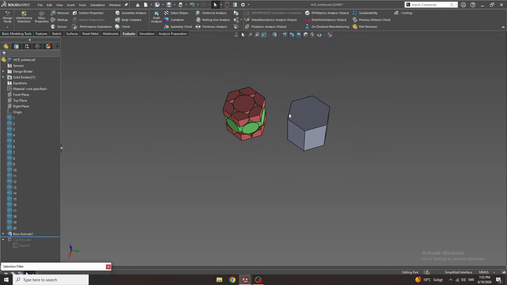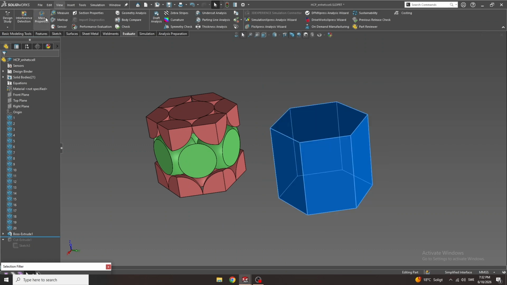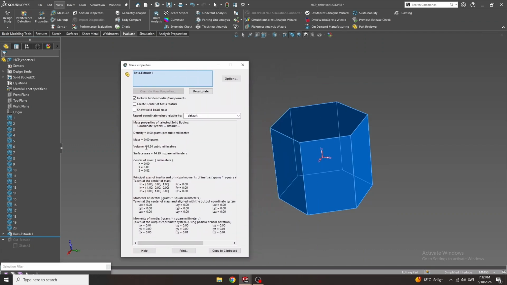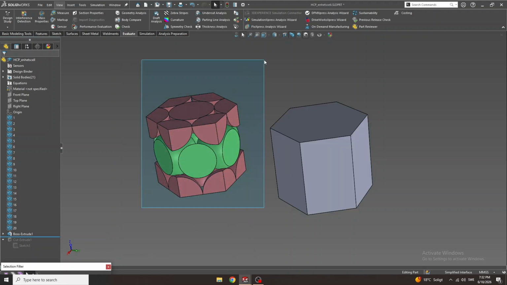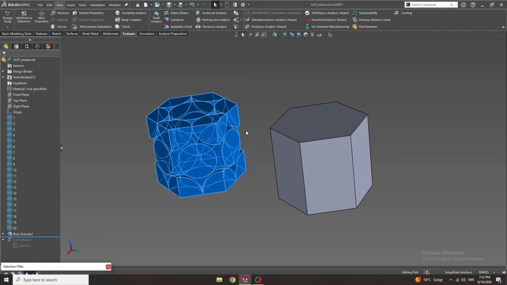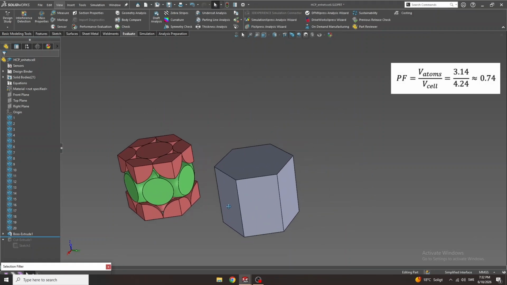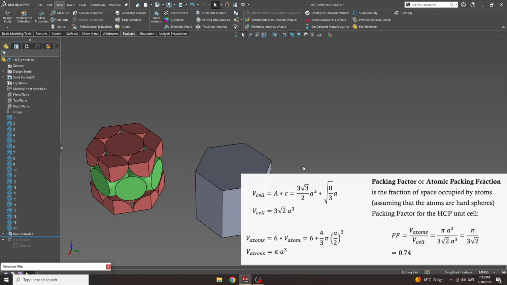And the atomic packing fraction is the space occupied by atoms in the cell or in the material. That's just the volume of the atoms divided by the volume of the cell. As you can see here, you have the volumes here, and you divide them by each other, and you can see it's 74%. And this is obviously possible analytically as well.